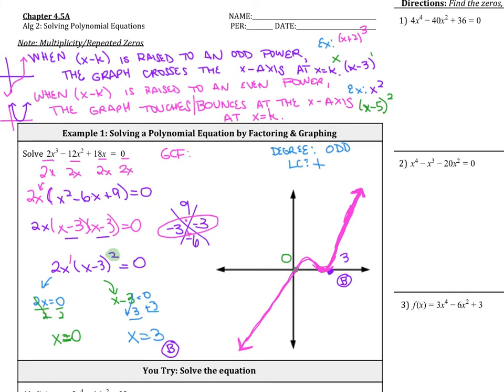And then it's good to label our end behavior. So let's just focus on the y's first of all. On the left side, we know that y is approaching negative infinity, and on the right, y is approaching positive infinity.